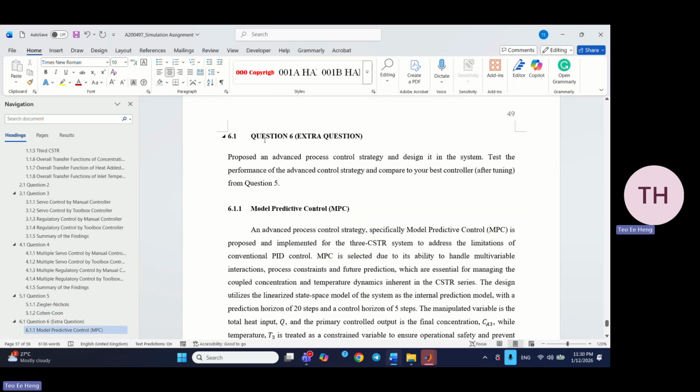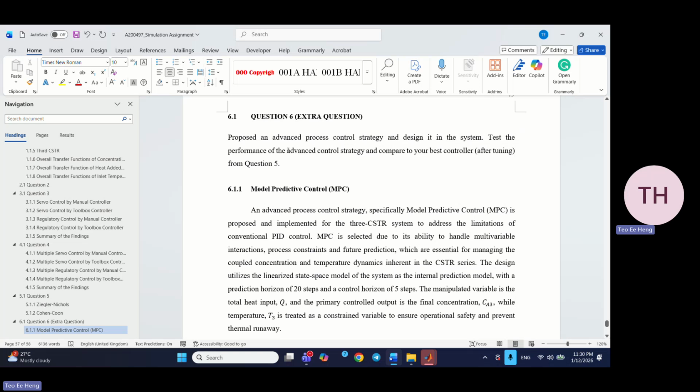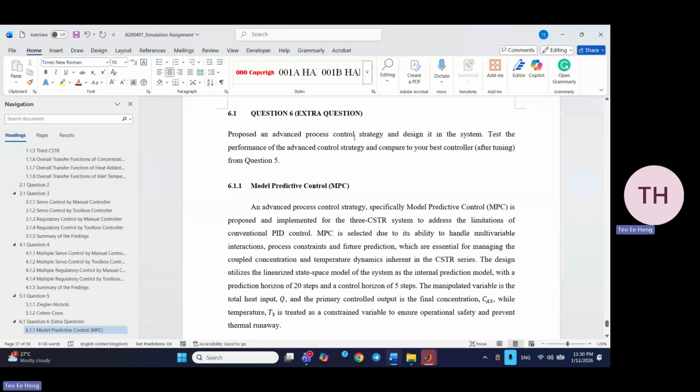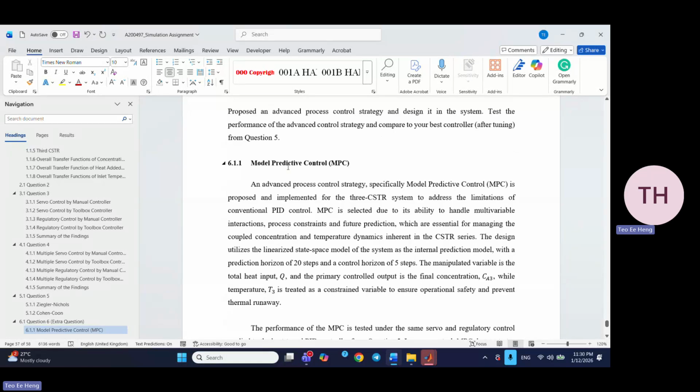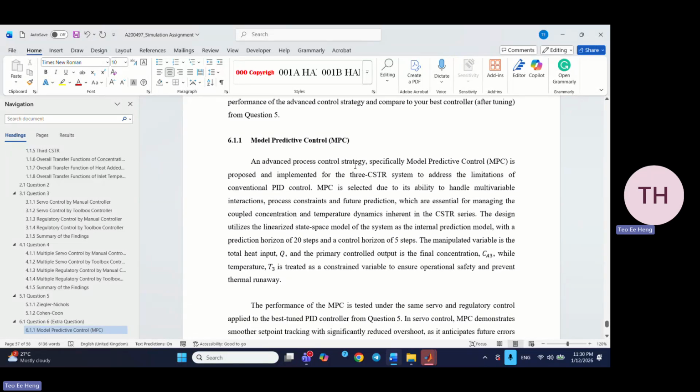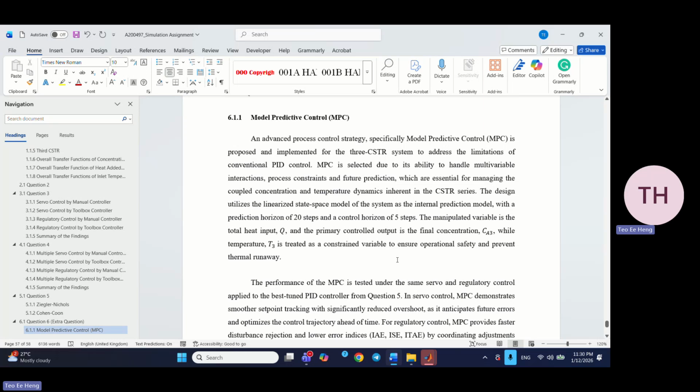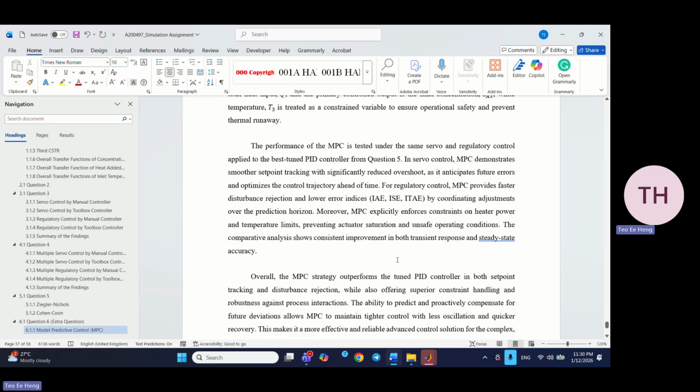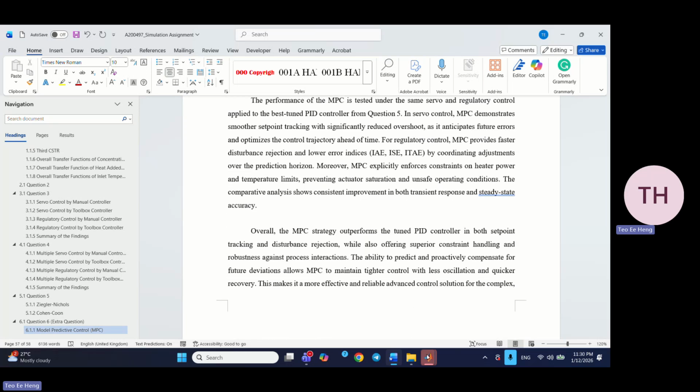For question 6, we propose the advanced process control strategy, which is the model predictive control, MPC. Yeah, that's all. Thank you.